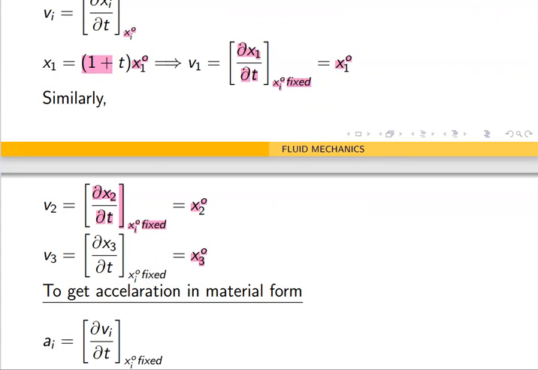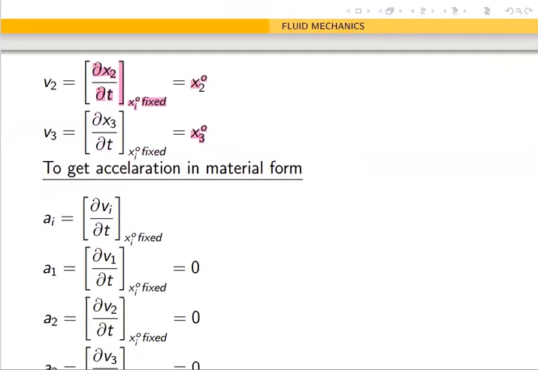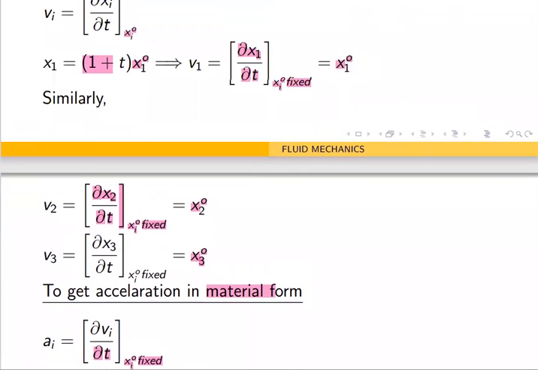Now, we have to find the acceleration in material form. To get the acceleration in the material form, take the Vi's and differentiate with respect to t, keeping the xi naughts constant. So A1 is nothing but dou V1 by dou t, xi naught fixed. What is our V1? V1 is x1 naught. The differentiation of x1 naught with respect to t, with x1 naught constant, is nothing but 0.